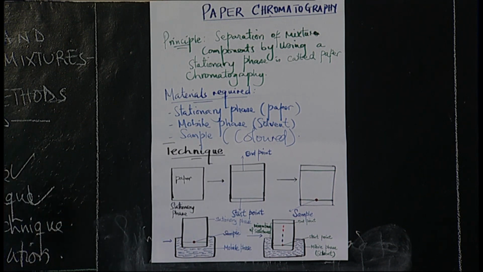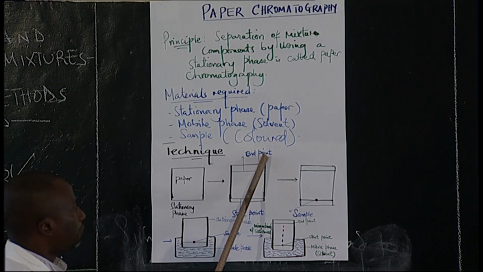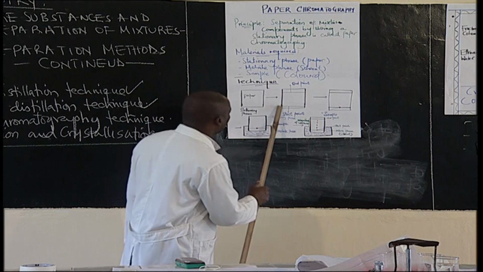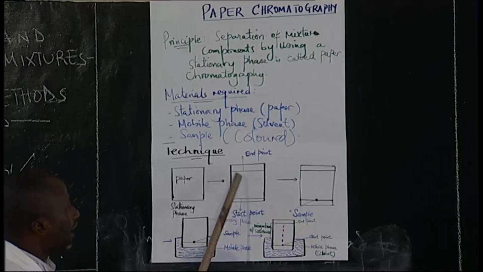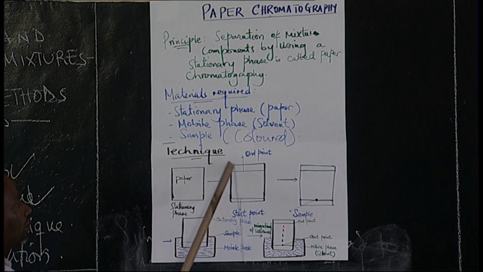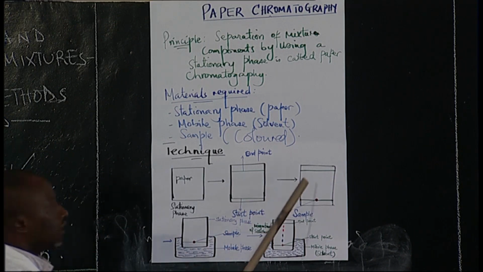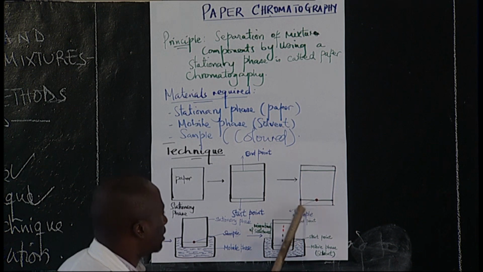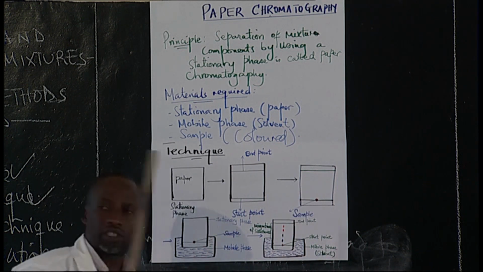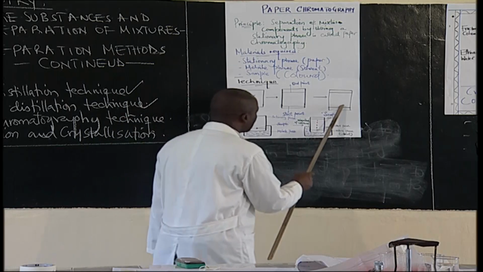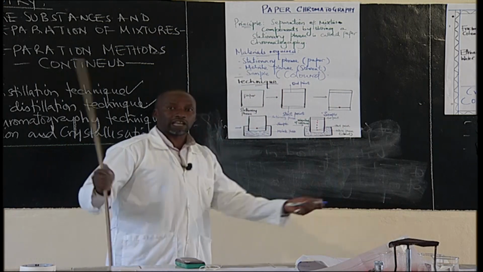What is the technique that you have to employ? You cut the paper, which is the stationary phase, and on the paper, put a line with a pencil. That line is called the start point. It can be in rectangular form or square form. And then on the start point, you put a drop of the sample that you are going to separate. This sample, in most cases, has to be colored.